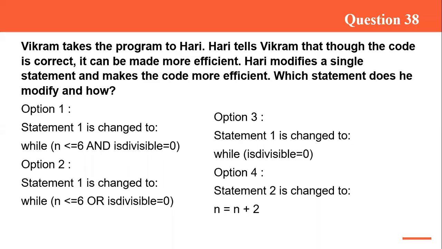Vikram takes the program to Hari. Hari tells Vikram that though the code is correct, it can be more efficient. Hari modifies a single statement and makes the code more efficient. Can you tell me by which statement we can make the code more efficient? Not the most efficient one, but comparatively efficient. Which statement we have to use? But still the logic should remain the same.